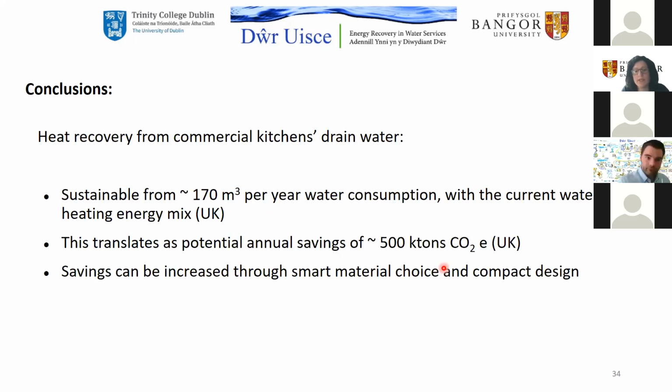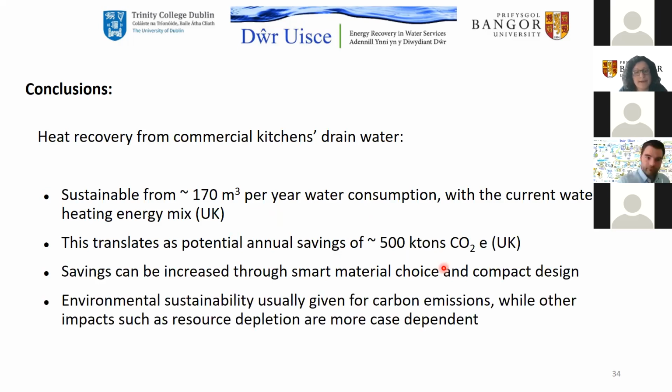It's important to increase the savings through smart material choice, if possible, for example, with the pipework and the compact design. And environmental sustainability is usually given for carbon emissions, not always for other emissions like resource depletion. However, we can say that this affects, on average, only about 10%, where it might not be sustainable. So it's still, in general, very good news, even though we have some smaller kitchens where it might not be viable.